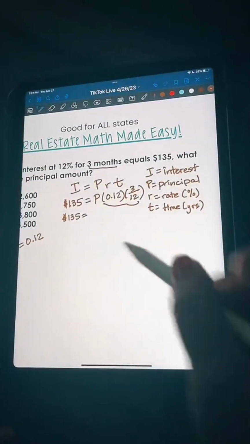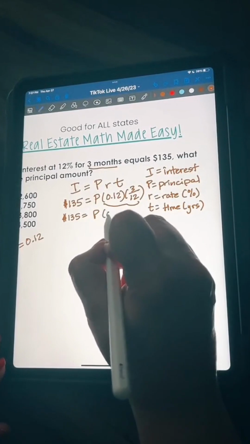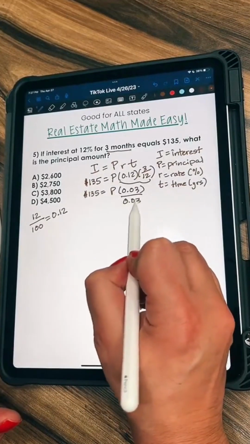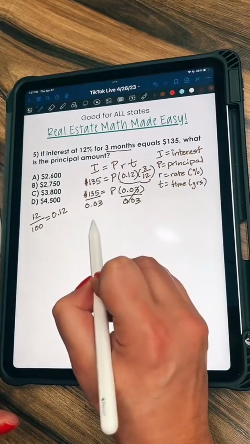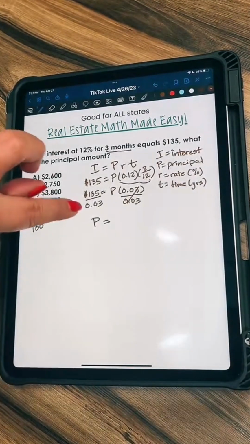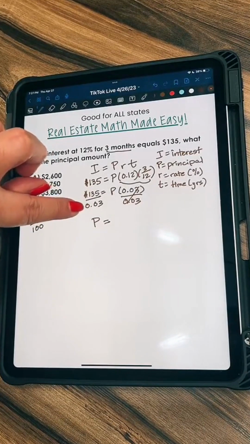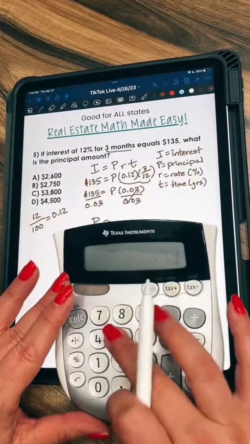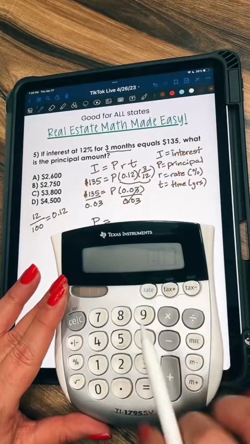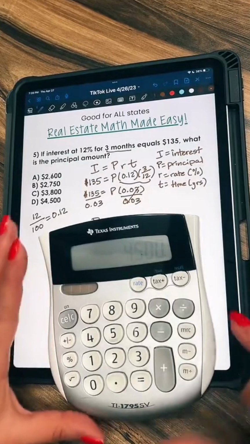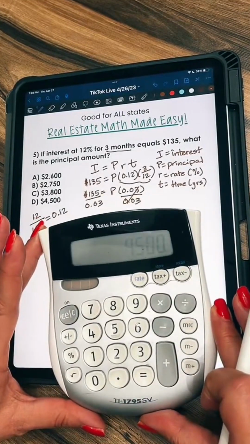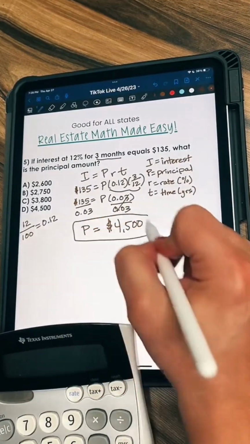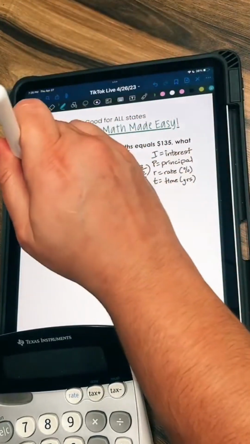Let me put the light off. So $135 equals P times 0.03. Then what you're going to do here is divide both sides by this number, and then you're going to get your principal amount. Remember, I told you that when you're dividing by a decimal this small, you're going to get a bigger number, okay? So when you punch 135 divided by 0.03 into your calculator, you get $4,500. Can you see that? So the principal is going to equal $4,500. There's my answer. So my answer is D.